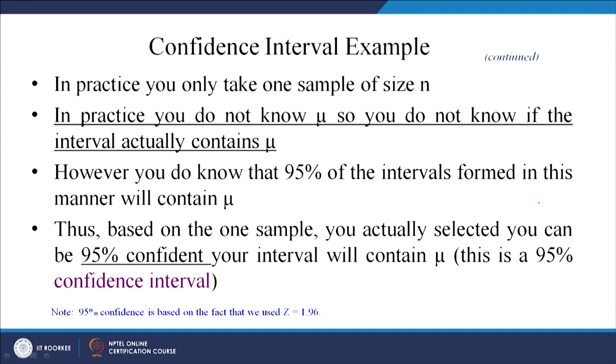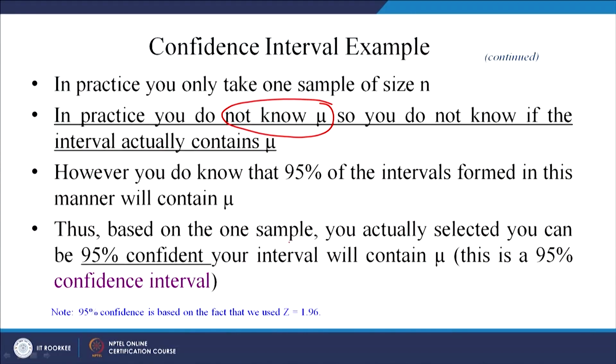So what is the meaning of 95%? Generally, in real life, as I said, we will take just one sample and develop a confidence interval. In real life, we do not know the population mean, because if we knew the population mean, then in fact you would also know the standard deviation. That is a different issue altogether. Let us focus on this. In real life, we really do not know the population mean.